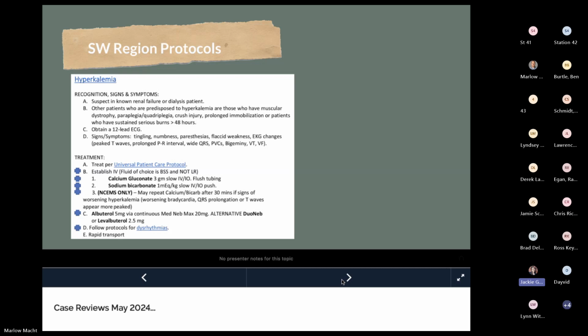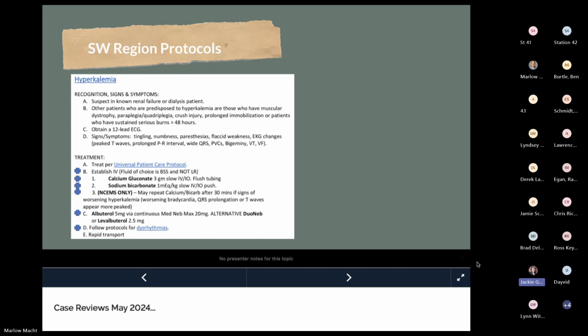You're going to give them IV fluids. You're going to give them calcium as the first option, and then the rest of the meds allow you to shift them. So 1 milliequivalent per kilogram of sodium bicarb, usually 50 milliequivalents based off the box. And North Country can repeat the calcium. I feel like I messed this one up last time, but my understanding is that North Country is the only crew that can repeat the calcium or bicarb after 30 minutes if there are signs of worsening hyperkalemia. Of course, you can always call online medical control if you're not North Country. And then albuterol, 5 milligrams continuous for a max of 20 milligrams, and follow dysrhythmias.